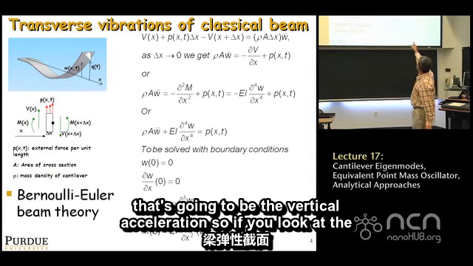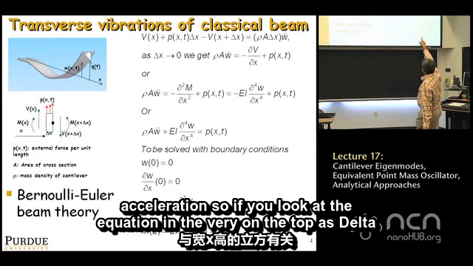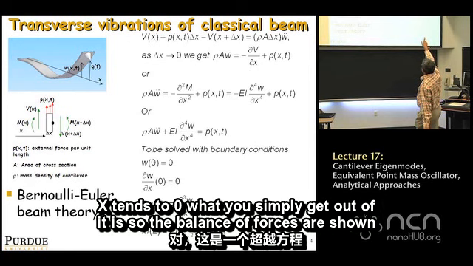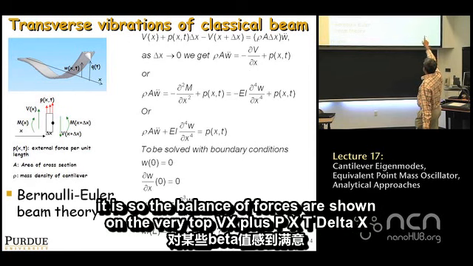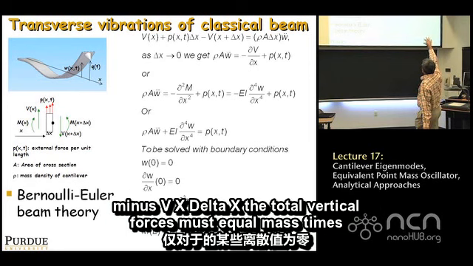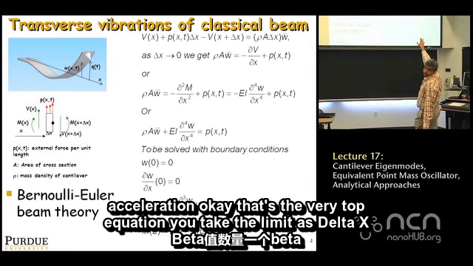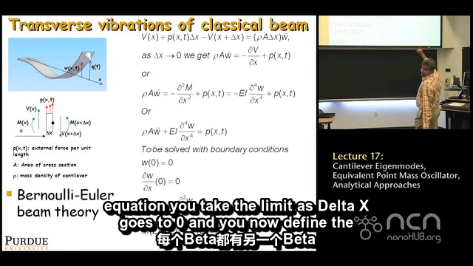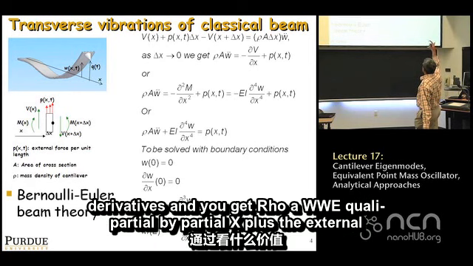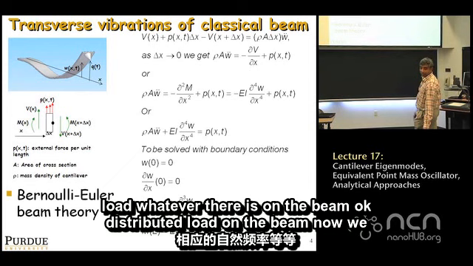So if you look at the equation on the top, as delta x tends to 0, what you simply get is this. The balance of forces is shown on the very top: Vx plus Px,t delta x minus Vx delta x. This total of vertical forces must equal mass times acceleration. Okay, that's the very top equation. You take the limit as delta x goes to 0, and you now define the derivatives, and you get rho A w double dot equaling negative partial v partial x plus the external load, whatever there is on the beam. Okay, the distributed load on the beam.